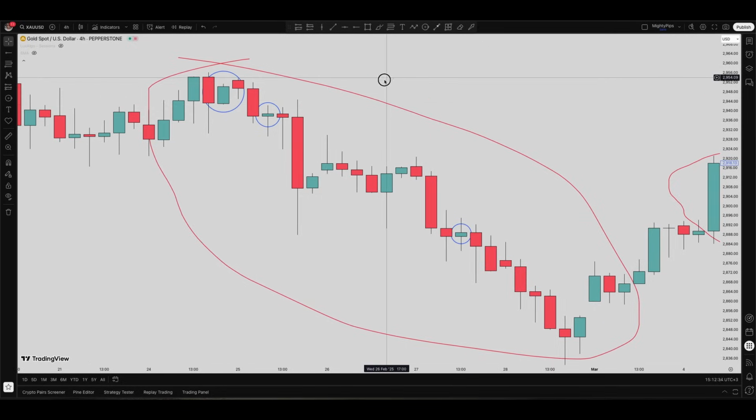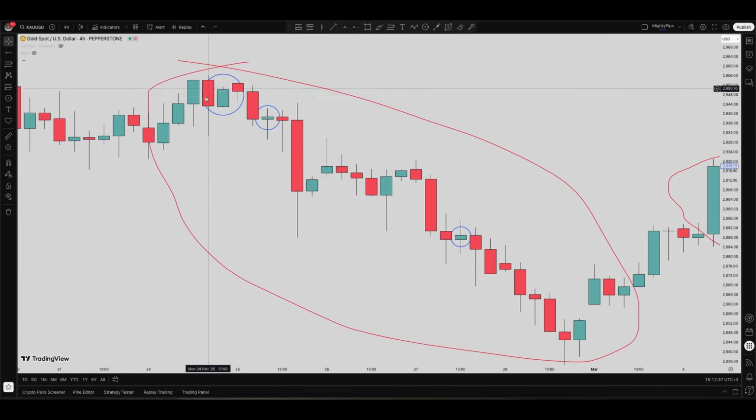Now, what does that mean? When I see a red candle, then the next one is a green candle, then I see a red candle, what I expect here is that there are two red candles against one green candle, which means the green candle cannot overcome the momentum of two red candles. I expect the market is going to sell off.